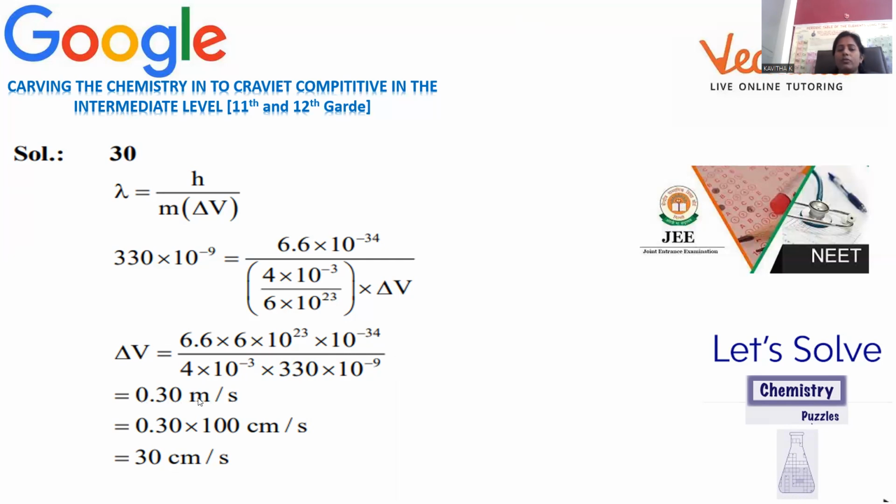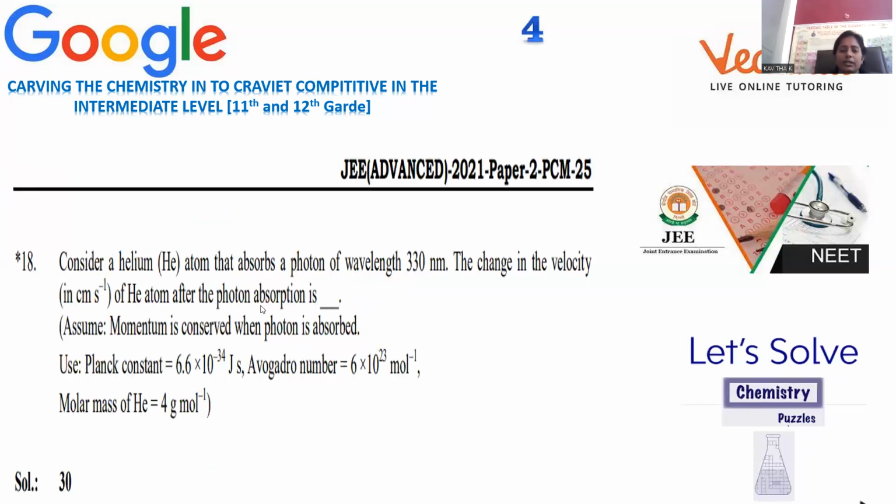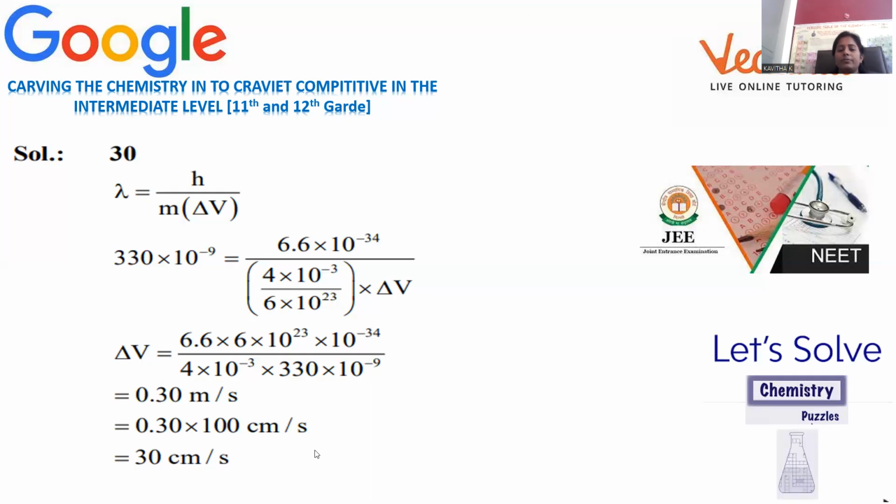second. In order to convert meter into centimeter, we multiply with 100. So it will be 0.30 × 100 centimeter per second. You can simply write it as 30 centimeters per second. 30 will be the correct answer. This question is collected from absorption of wavelength, atomic structure as well. It's a part of atomic structure only. For question number 4, 30 will be the correct answer. 30 is the change in velocity value, centimeters per second.